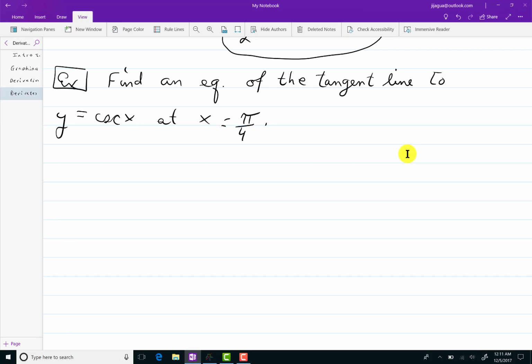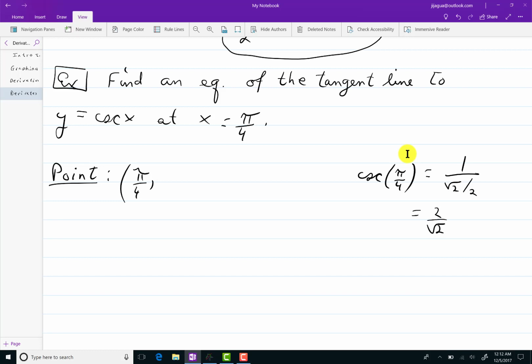You need a slope, which we get from the derivative, and I need a point. Let me start with the point. I already know the x value, and that's pi over 4. Well, what's the y value? Well, cosecant of pi over 4. You probably don't memorize cosecant or any of the other functions like that. But you should remember that cosecant is 1 over sine. Sine is radical 2 over 2 there. So you flip it and you get 2 over radical 2. So my point is pi over 4, 2 over radical 2.